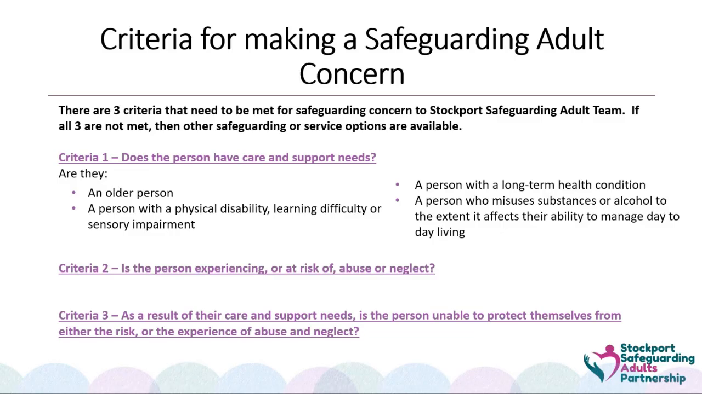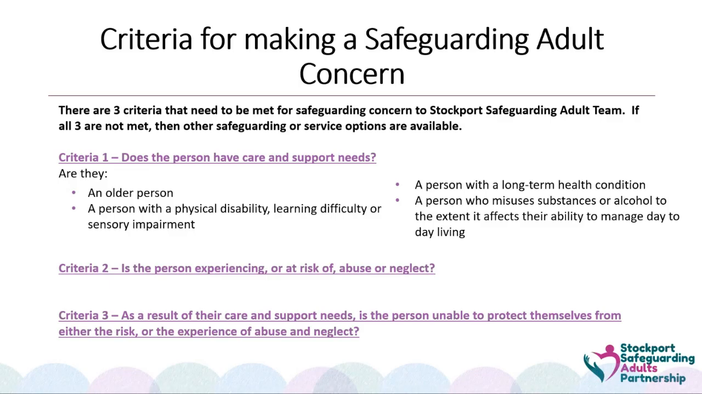Are they an older person? Do they have some sort of physical disability, a learning difficulty, or a sensory impairment? Do they have any long-term health conditions? Or are they known to misuse substances or alcohol to the extent that it affects their ability to manage day-to-day living? The second criteria looks at whether the person is experiencing or is at risk of experiencing abuse or neglect.